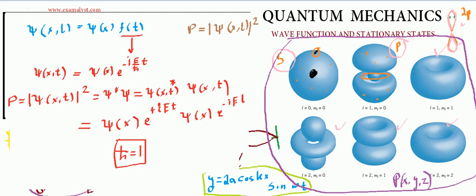Now you can see that the time parts cancel each other, and I am left with only the space part, the square of the space part. Hence you can see that the probability for a stationary state is independent of time. So I hope you understand what a stationary state is. A stationary state means a quantum system whose probability does not change with time. These are called stationary states, and a stationary state occurs when the quantum particle is in a state of definite energy.